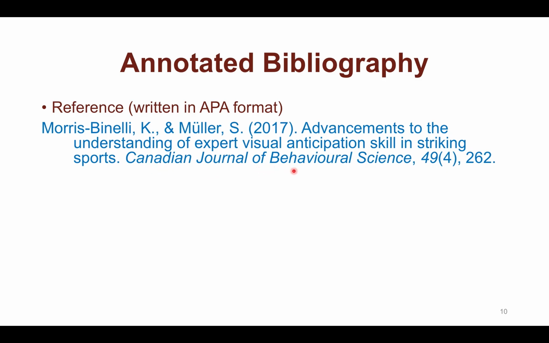Notice that that's in italics. And then the journal volume, 49, also in italics. And the issue number in parentheses. And then the page numbers. And this is actually incomplete. It should say like 262 through 272 or whatever the pages are.